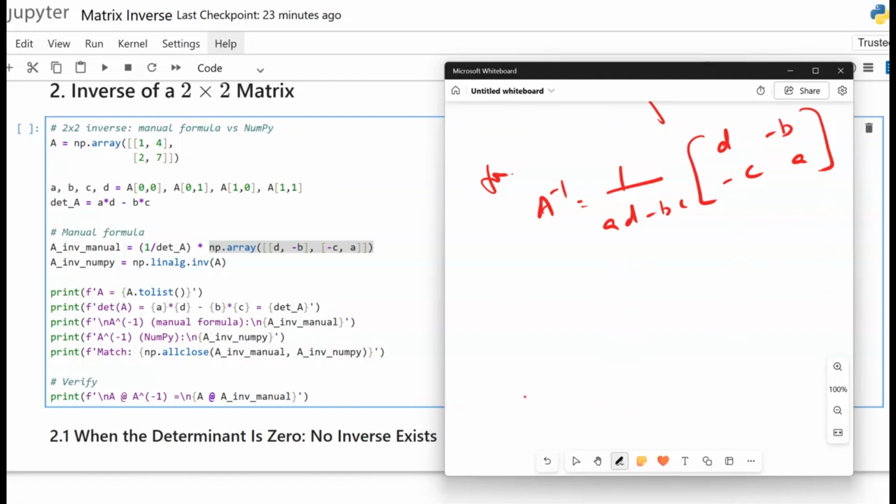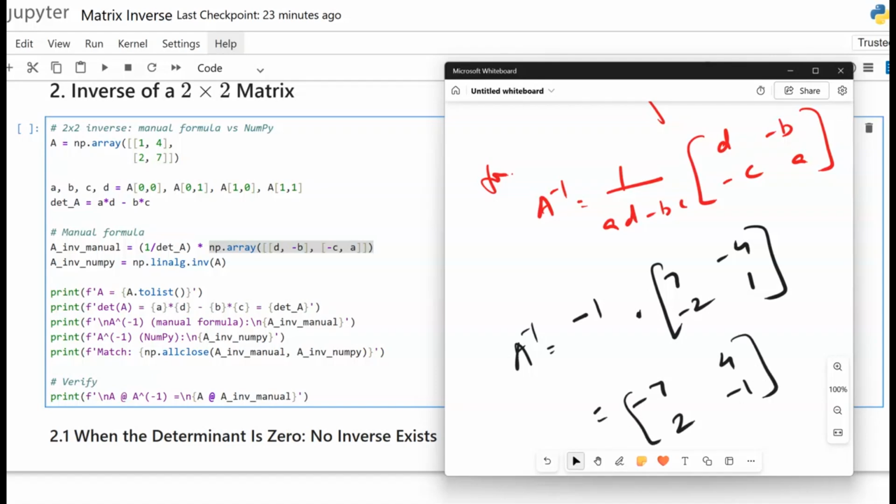So let me substitute our values here. A inverse is equal to 1 by, when we take this determinant, we get minus 1. So multiplied by the matrix 7, minus 4 and minus 2, 1. Directly substituting this, what we get is minus 7, 4, 2 and minus 1.